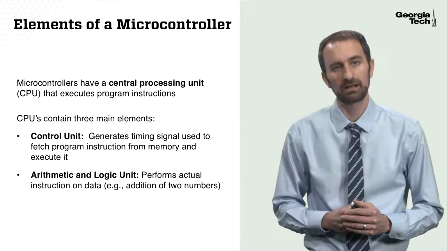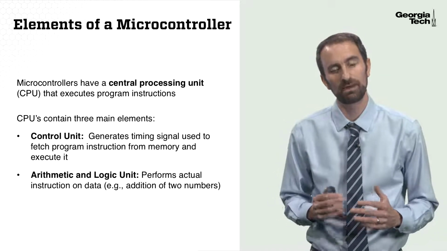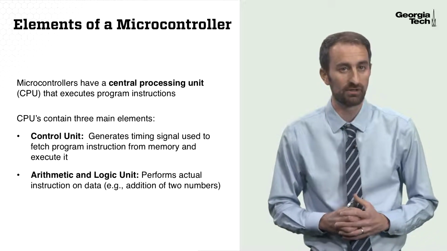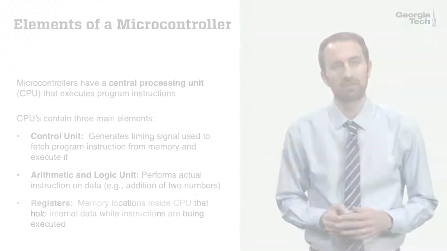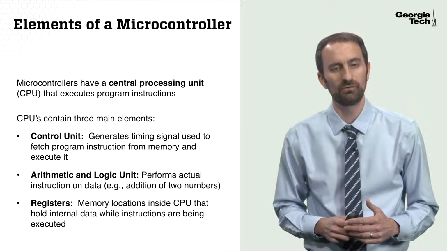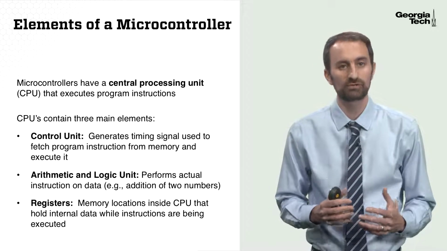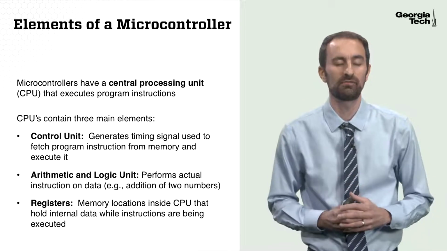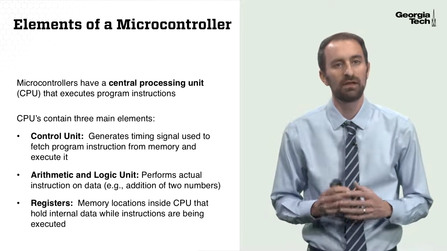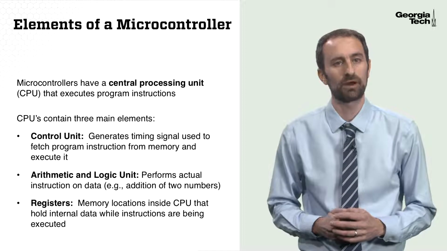Secondly, there's the arithmetic and logic unit, or the ALU, and that performs the actual instruction on one or more pieces of data, for instance, adding two numbers. A final element of the CPU are the registers. Registers are memory locations that are inside the CPU, very close to the arithmetic and logic unit, that hold that internal data that's being processed.